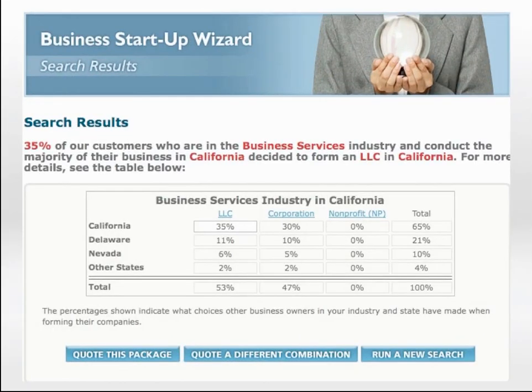Here's an example. In this situation, we looked up a business in the Business Services category in California and found that the majority of people formed an LLC in California, or about 35% of them. 30% filed a corporation in California, while 11% filed an LLC in Delaware, and 6% in Nevada.